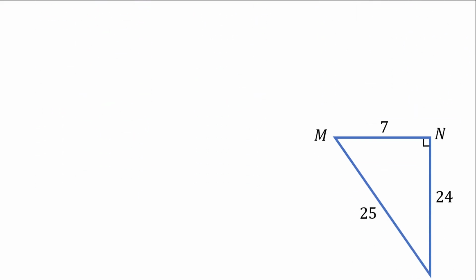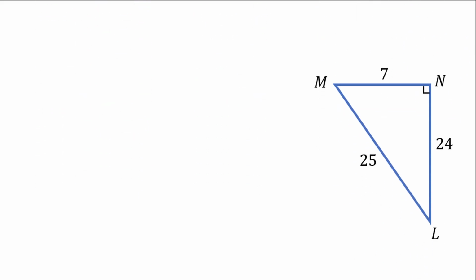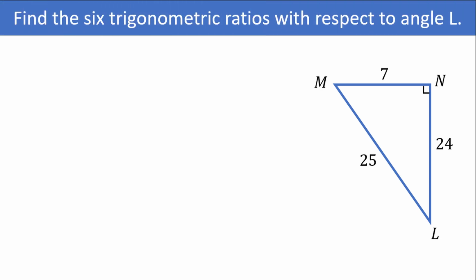Give this one a shot. Assume that the capital letters relate to each of the angles of the triangle. See if you can find the 6 trigonometric ratios related to the angle L. Pause the video and see if you can write down all 6 of the ratios.